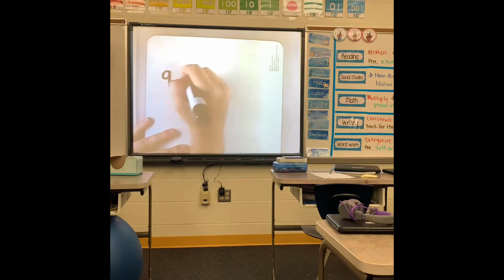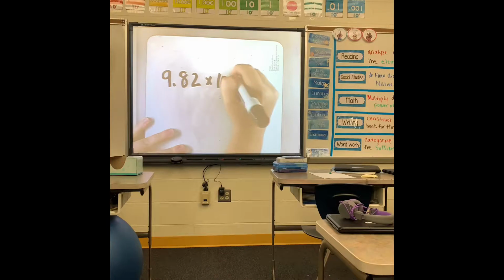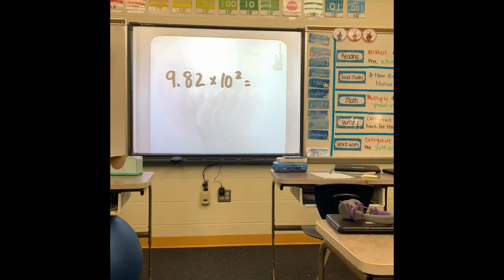So if you have 9.82 times 10 to the second, what you are going to do, because it's multiplying, your number is getting larger, and you're multiplying it by 10 to the second, which is the same thing as 100 because there's 2 zeros. You are moving it 2 times to the right, so you're going to take your decimal and you're going to go 1, 2. Your decimal is no longer there. Your decimal is now here. So your new answer is 982 with the decimal at the end.